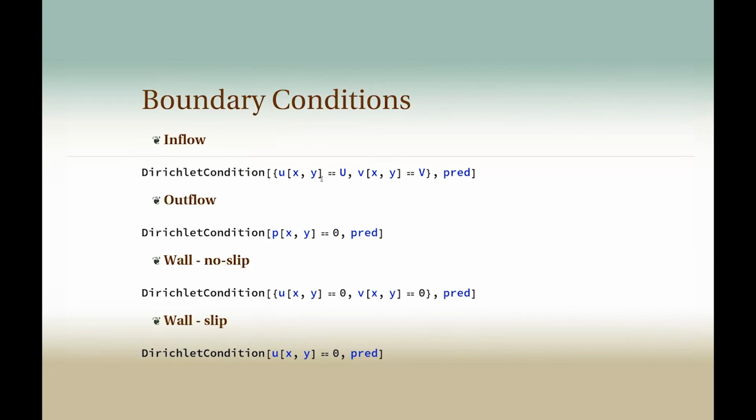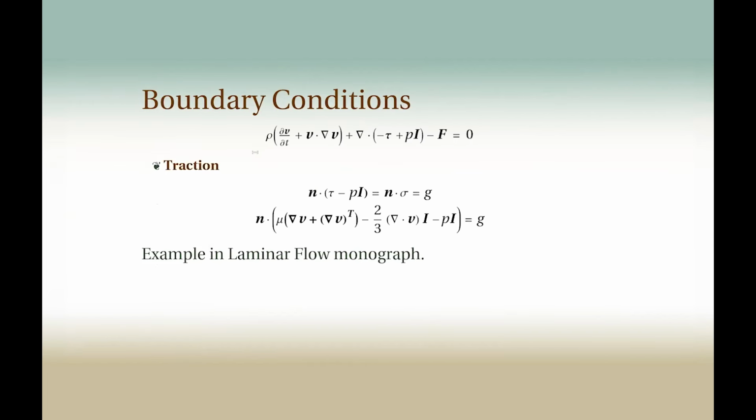So an inflow condition specifies velocity U or V. Outflow is typically done by specifying a pressure of 0. No slip is a wall condition, so no velocity on a wall. For straight edges, we can have a slip condition, right? And this is a slip condition for a specific straight edge. There is another type of boundary condition we can deal with, and that's very complicated. It's a traction boundary condition, and I'll refer you to the examples in the laminar flow monograph. So this models this type of boundary condition, and it explains what the reasoning behind that is.